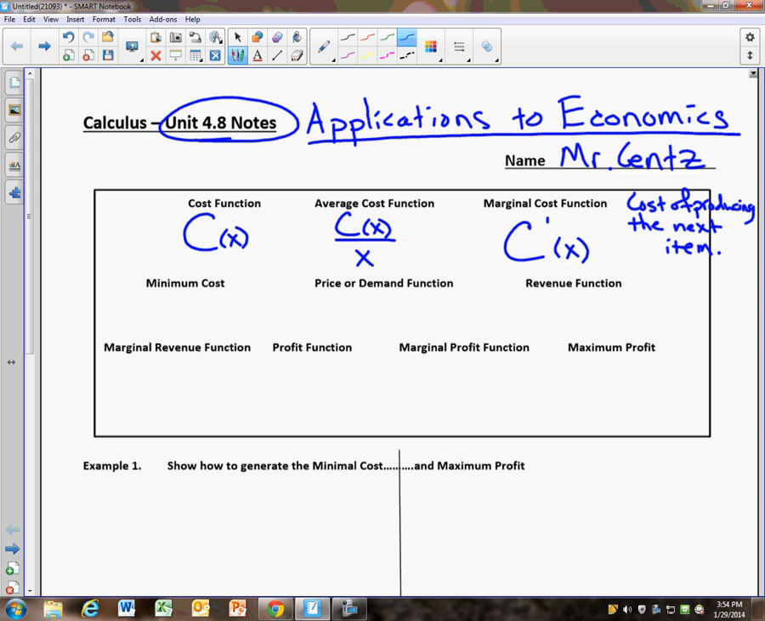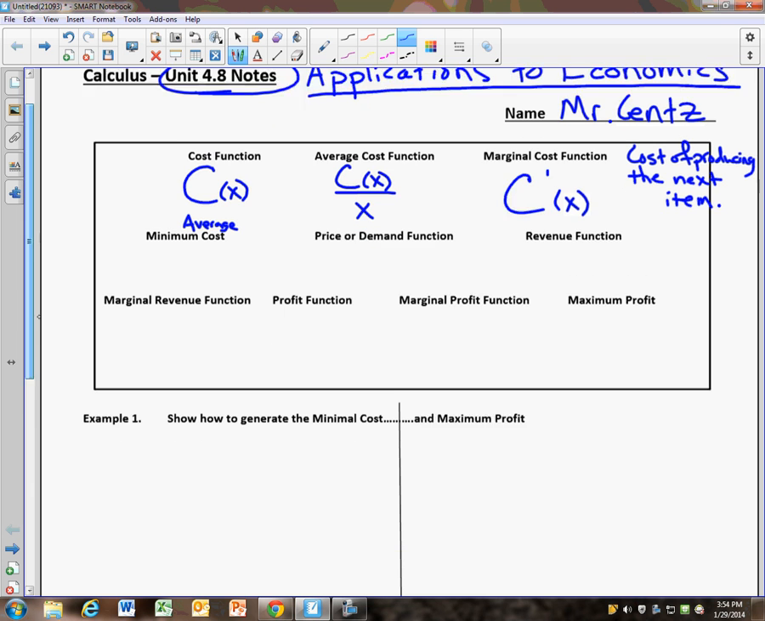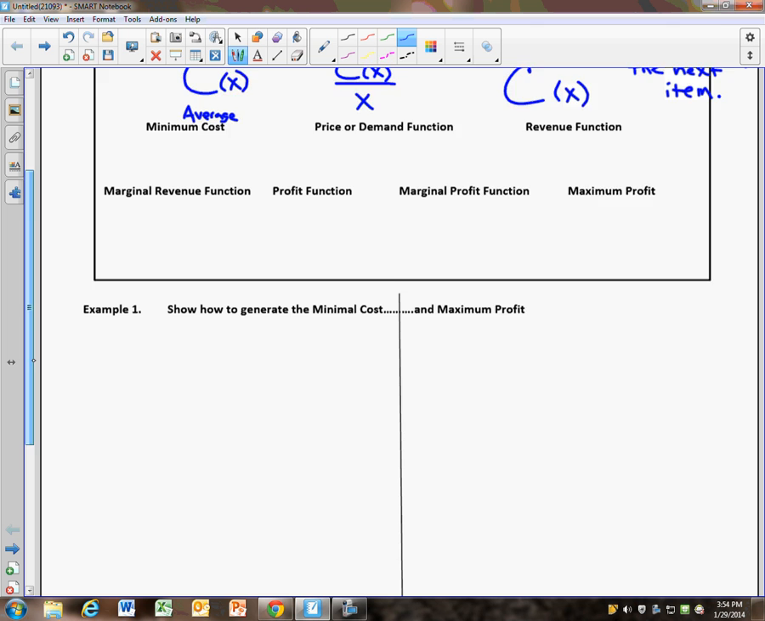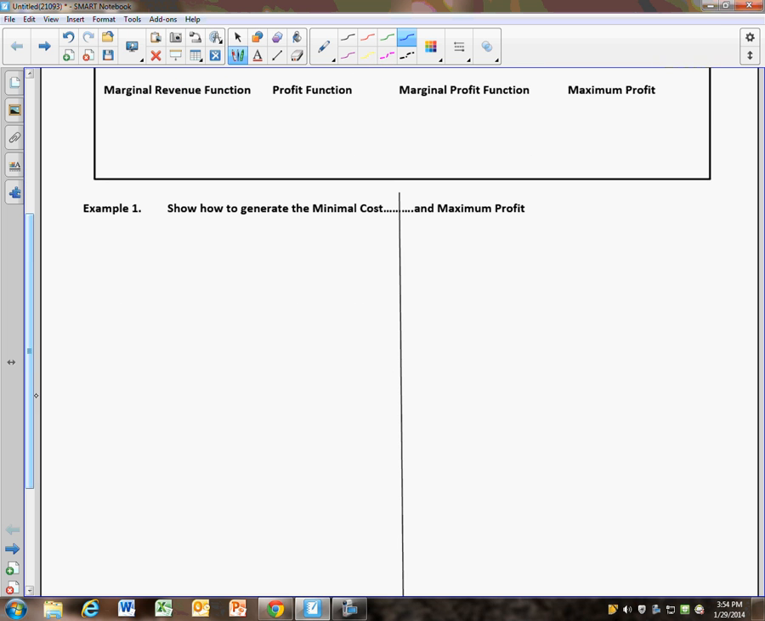So what we want to do is we want to minimize, I would say, average cost. That's what we're going to focus on today. The other sections we won't fill in, but you'll get these notes on the test as well so that you can know exactly what you're doing. But you want to minimize the average cost. And so for example 1, we're going to show how you actually generate the minimal average cost.